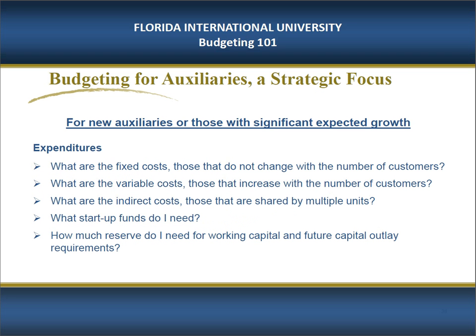For expenditures, we are to consider the following. What are the fixed costs? Now, those are costs that will not change with the number of customers. For example, salaries and benefits, office expenses, space, facility cost. What are the variable costs? Now, these will increase with the number of customers. For example, food, software licenses, duplicating, textbooks.